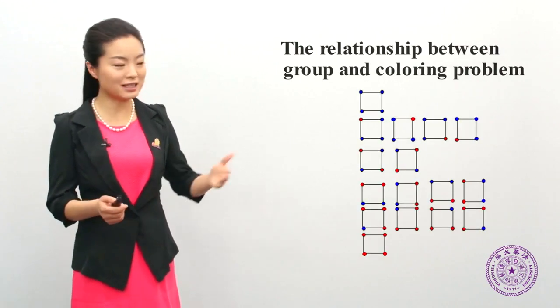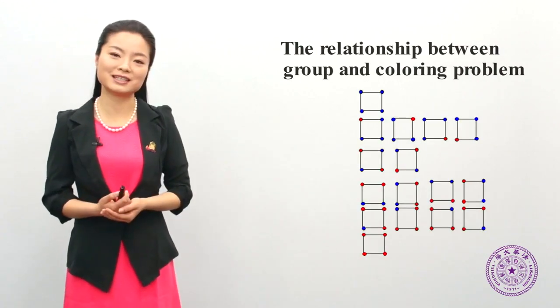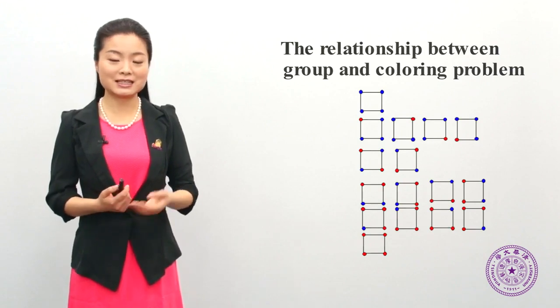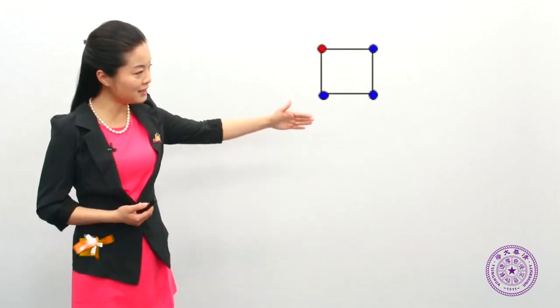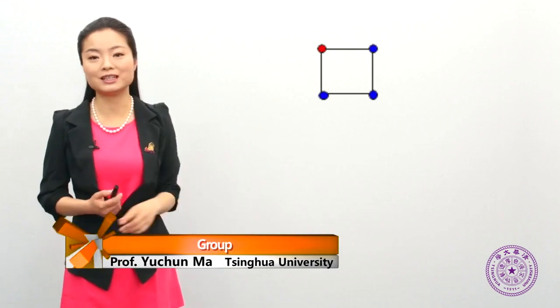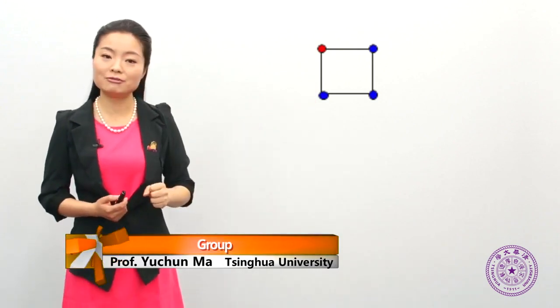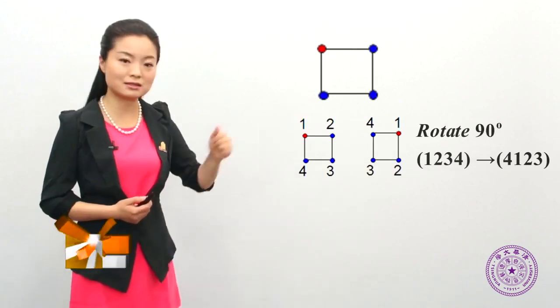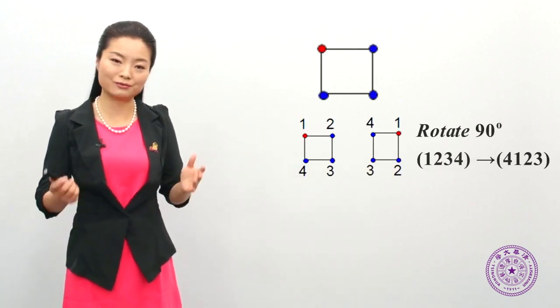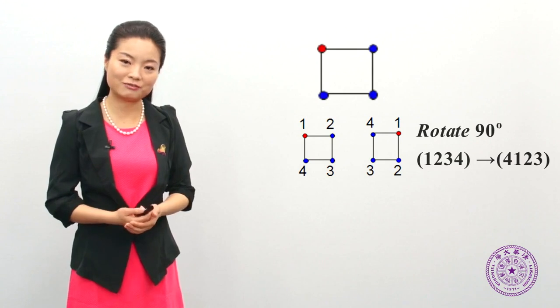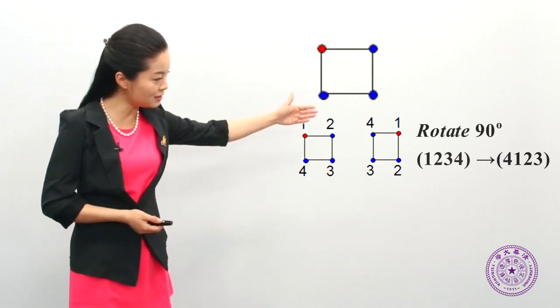Just now we have introduced the concept of a group, but what is the relationship between group and this coloring problem? Let's look back. Just now, we were working on the quiz. We will find that the square is rotatable. Then if we paint the four top corners with symbols, respectively 1, 2, 3, 4. And this time, what will happen when it is rotating?